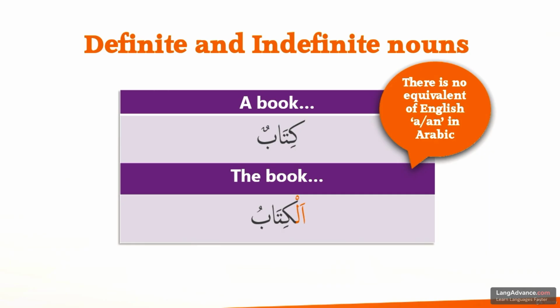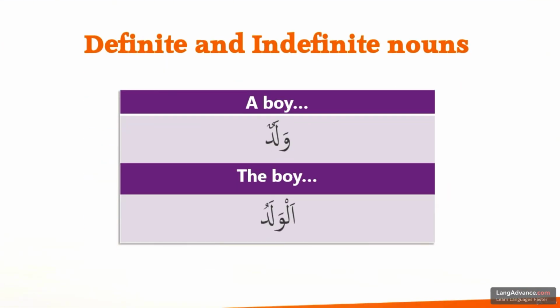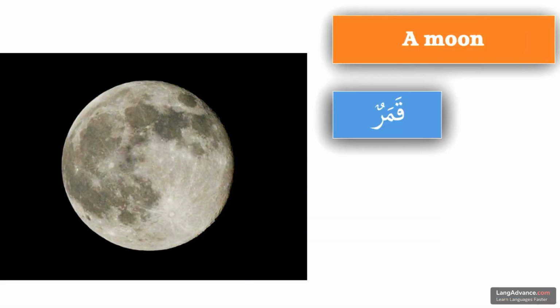Note that there is no equivalent of English a or an in Arabic, like when we say a car or an apple. There's no such particle in Arabic, but the nunation itself represents this an. So with practice, when you read something ending with nunation, you will understand that it's talking about an indefinite noun. Another example. A boy, waladun, the boy, al-waladu. A moon, qamarun.